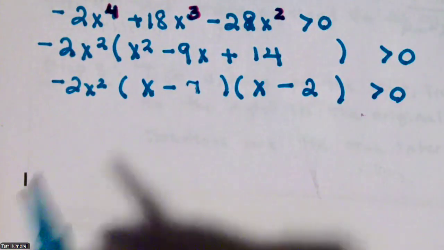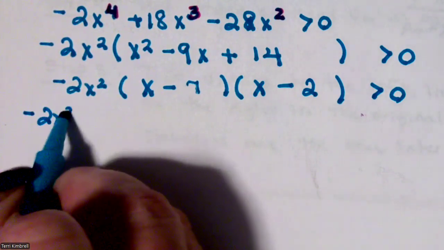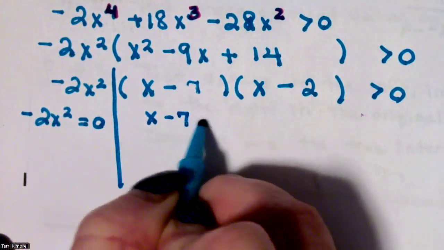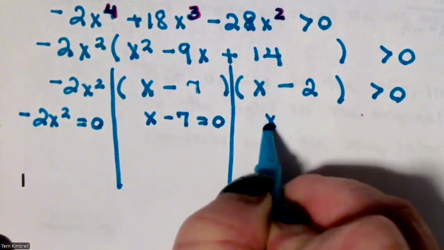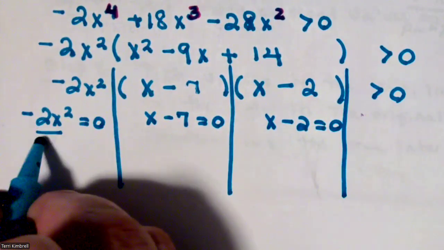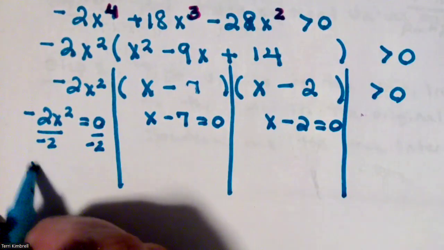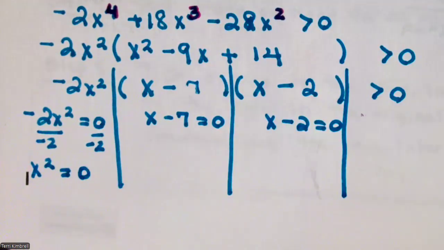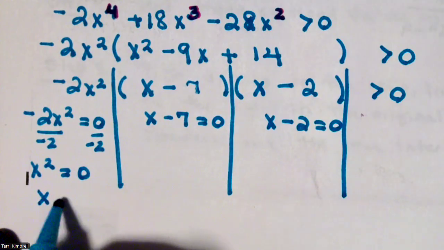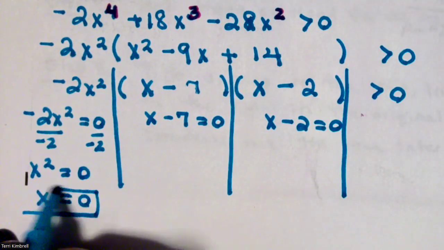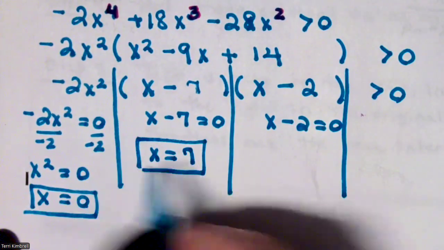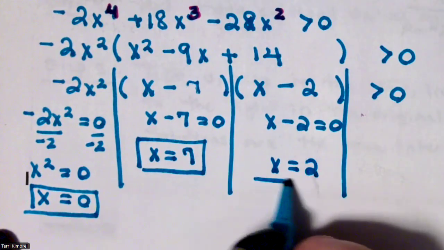So with this one, you would have -2x squared equals 0, x minus 7 equals 0, and x minus 2 equals 0. So when you divide by -2, you're going to get x squared equals 0. You can't have a positive nor negative 0 because it's neutral. So you're just going to put 0 for that one. This one is going to be +7. And the last one is +2.